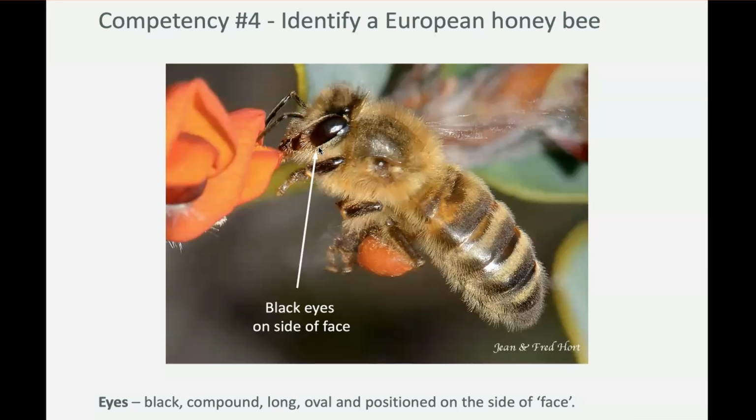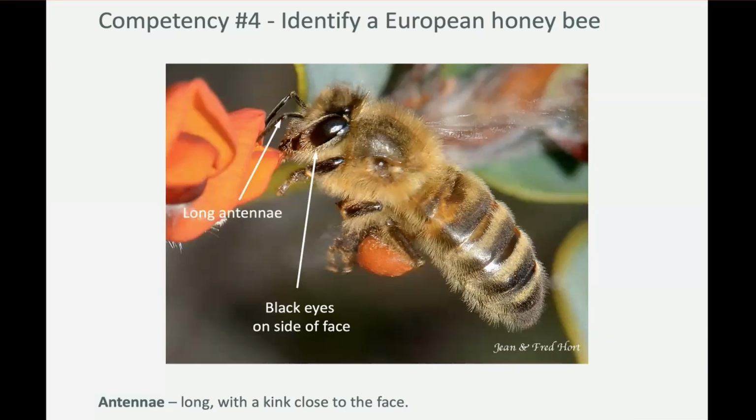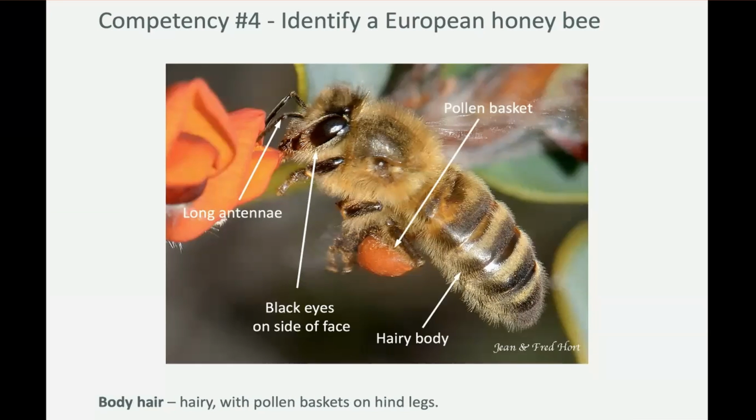But honeybees have got black eyes. They have long antennae like other bees with a kink. They have hairy bodies like other bees, but they have pollen baskets. So this is a real characteristic that you will see in social bees. So stingless bees also have pollen baskets, and honeybees have pollen baskets.